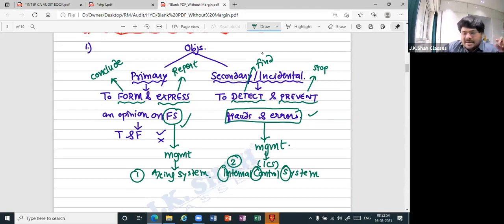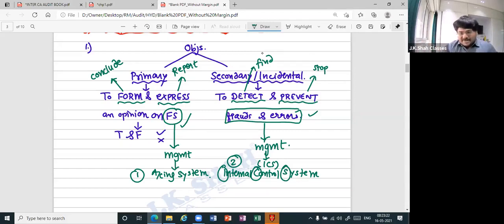Both the systems are made by the management. Implemented by management. Maintained by management. Checked by the auditor. Whether the system is there or not. Whether it is working or not. Whether it is in effect or not. Whether it is continuous or not. So everything done by management, checked by auditor. Perfect.